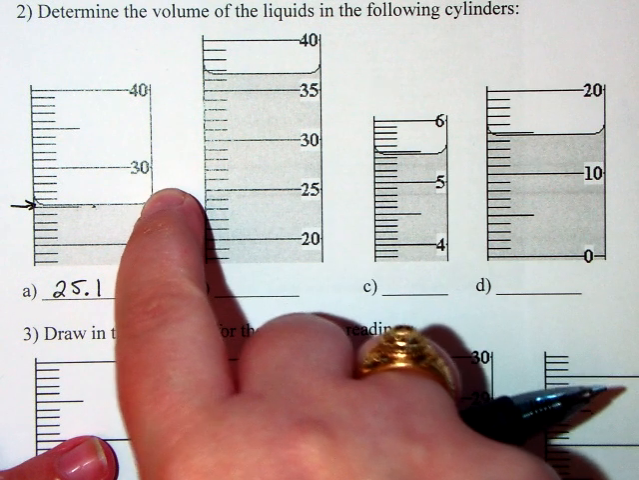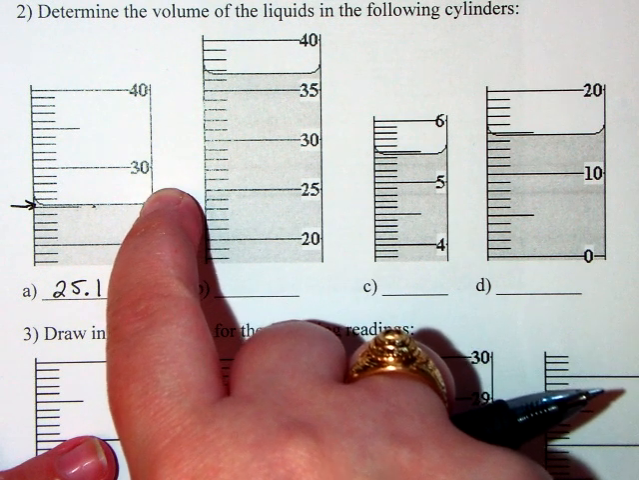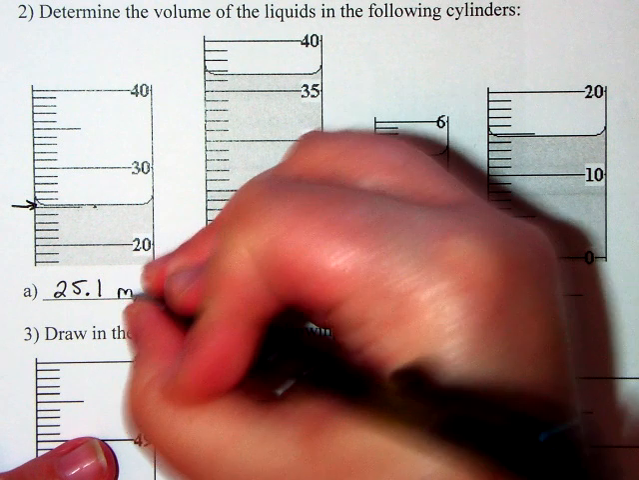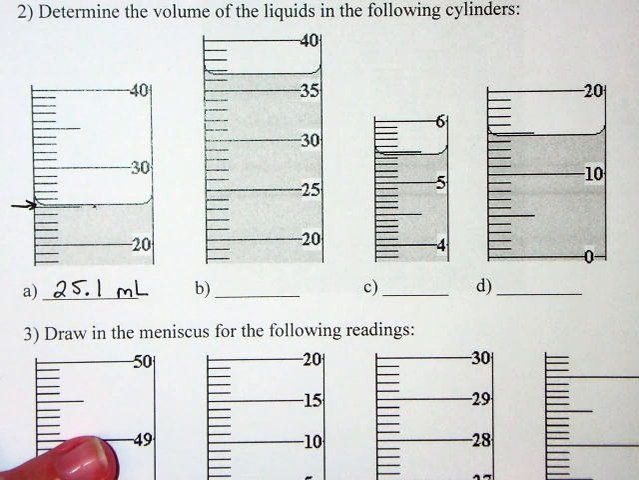Graduated cylinders are almost always milliliters. Almost never will you see a graduated cylinder in any unit but milliliters. It's almost impossible. All right, let's look at the next one.